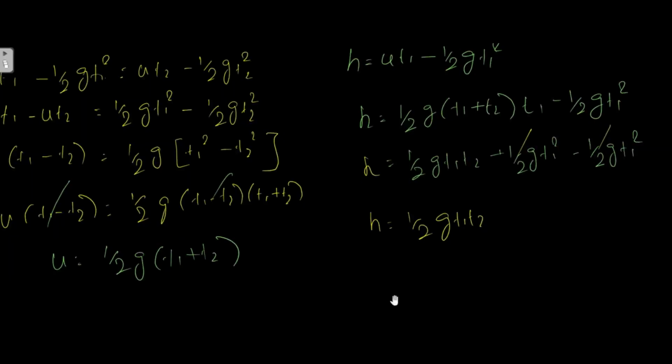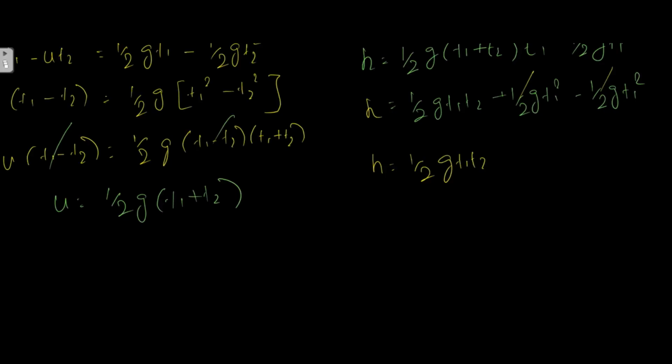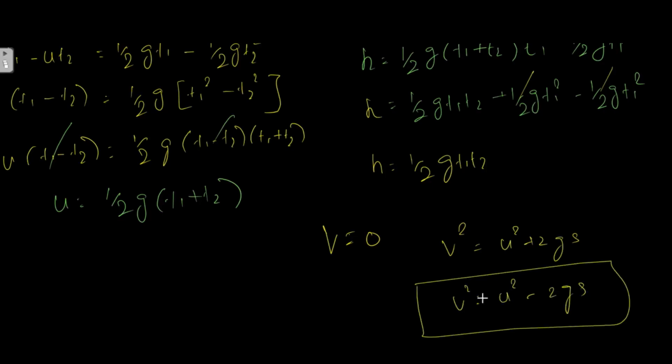Actually, this is what we needed, and the maximum height we need to find. At the maximum height, the velocity will be 0, because gravity acting against the motion will make the body have 0 velocity at maximum height. The general equation is v squared equal to u squared plus 2gs. For that, u is upward, g is downward at the time of projection, so it is u squared minus 2gs for this system.